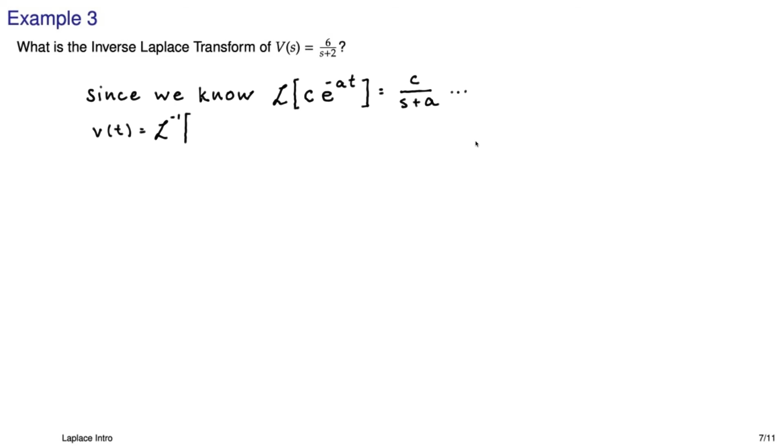Now, armed with what we just did in the previous slide, we can now handle an inverse Laplace transform. Here we have a v of s that's of the same form as what we just did. So now we can compare the c over s plus a to the 6 over s plus 2 and start backing out what the different pieces are. That is, the c is just equal to 6. And the a is equal to 2. And so here's our v of t.